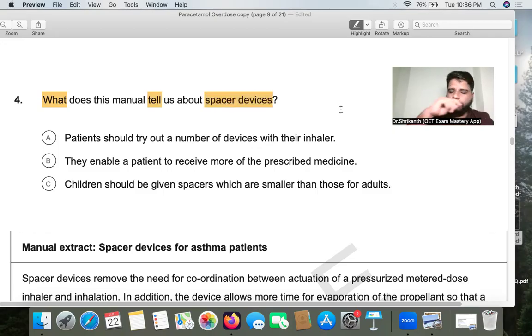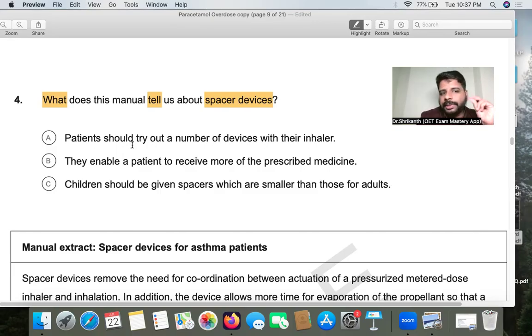So for breathing problem patients, for inhalation and all, we have that device, right? That is what we call spacer devices. So here your duty is to find what is the function. What function is this manual telling us about this particular product? There is a product, and about this product, what detail is it telling? A very specific detail. That is why it is comparatively easier.